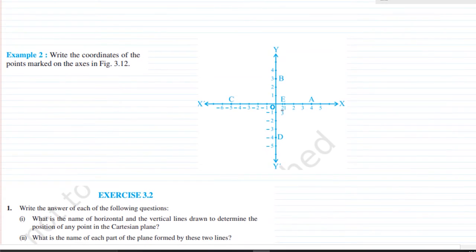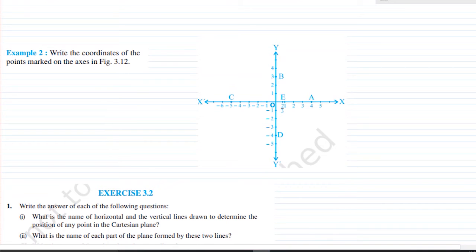So write example 2: write the coordinates of the points marked on the axis. See how many alphabets are there? A, B, C, D and E, right? So A, where is this A? It falls on the x-axis. So what is the point on x-axis? It's 4, and the y value is 0. So it's (4, 0).